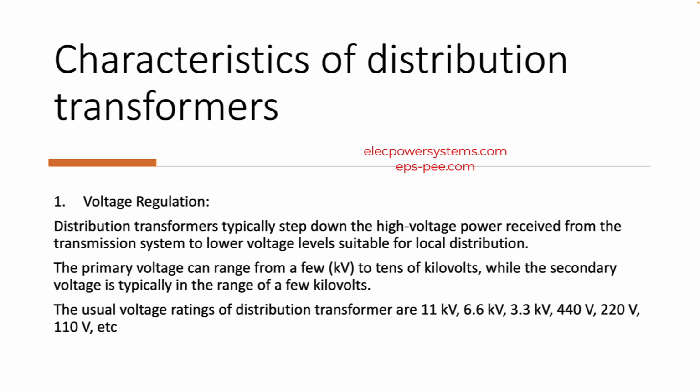Voltage regulation. Distribution transformers typically step down the high voltage power received from the transmission system to lower voltage levels suitable for local distribution. The primary voltage can range from a few kilovolts, kV, to tens of kilovolts, while the secondary voltage is typically in the range of a few hundred volts to a few kilovolts.